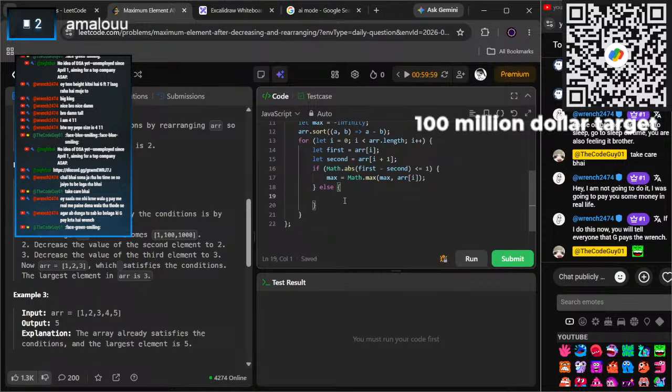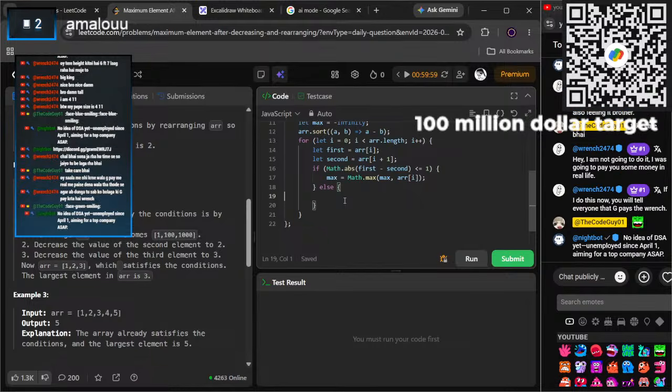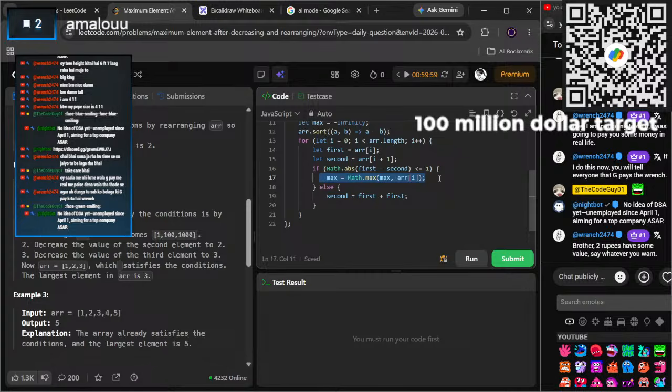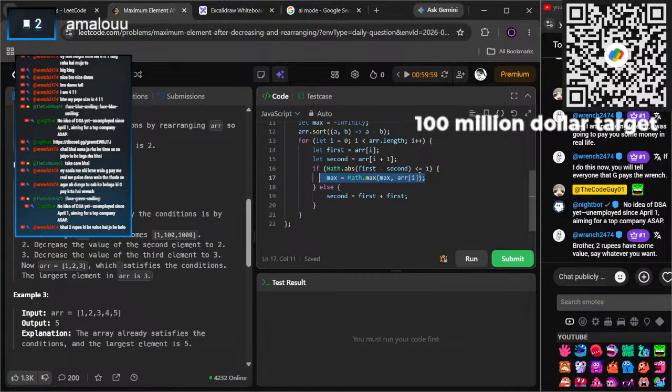If my absolute difference between the, okay. So the second will be like first plus second. Sorry, first plus first. Will this really work? After doing all the operations, I need to get the maximum, right? Or should I keep the run?